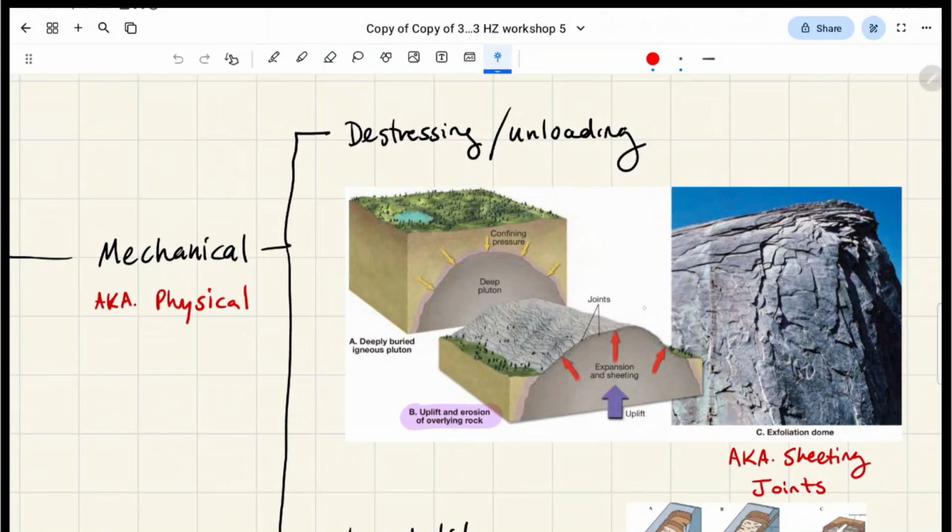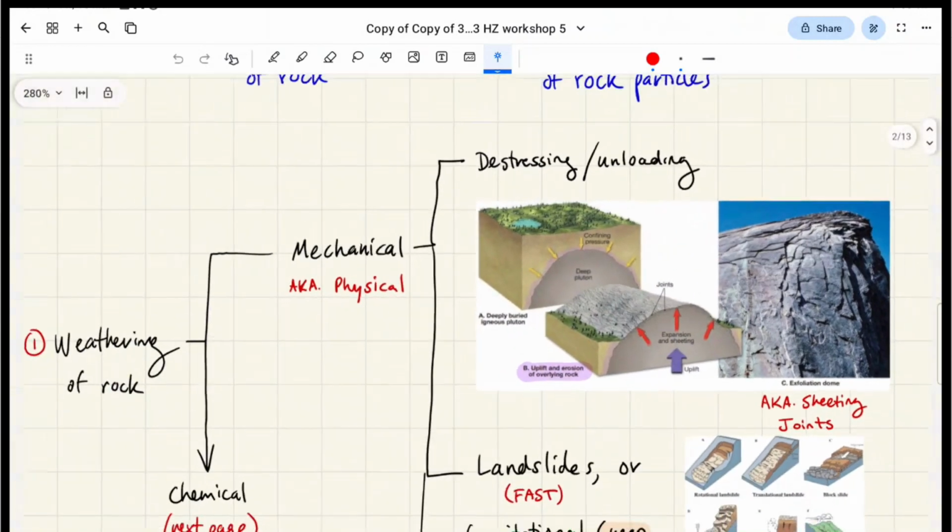But when you remove it, which is what the second picture is, essentially, because it was previously in equilibrium, it wants to expand and uplift this bottom layer, which is going to form this kind of strange pattern called sheeting joints, or an exfoliation dome, essentially. So that's everything involved with de-stressing and unloading, which is a type of mechanical weathering. Okay.